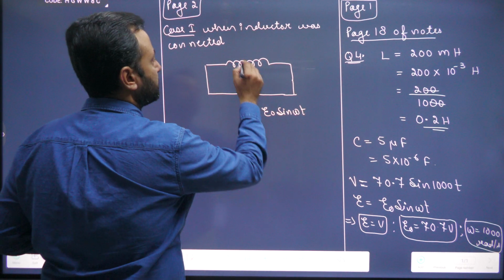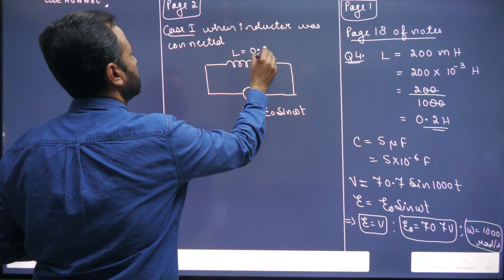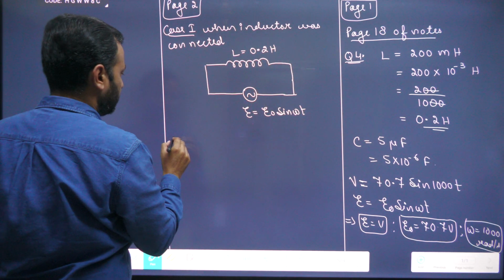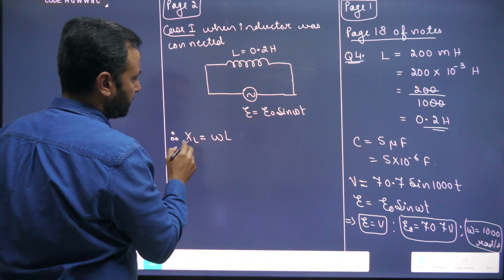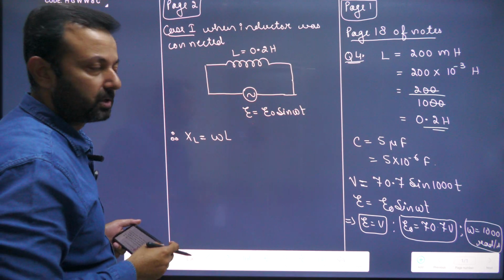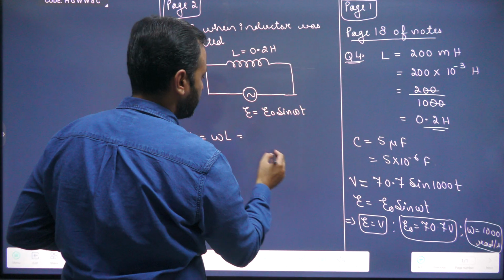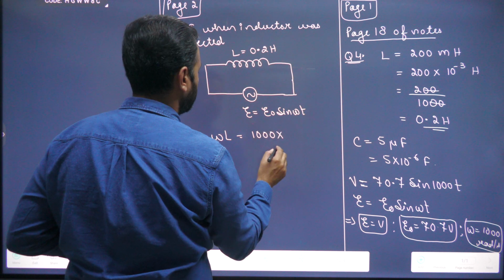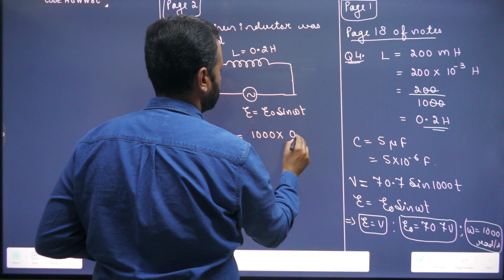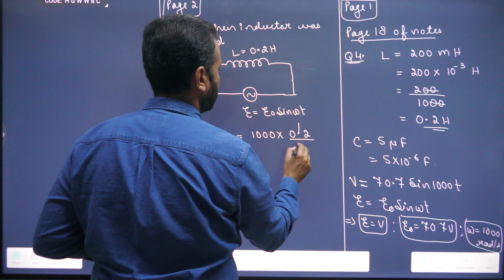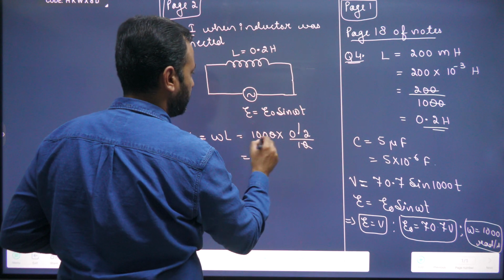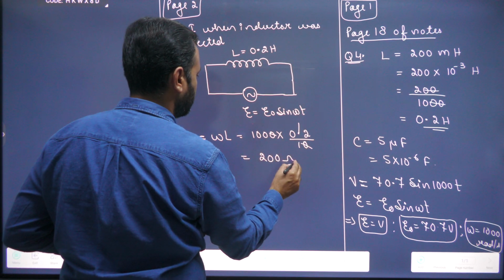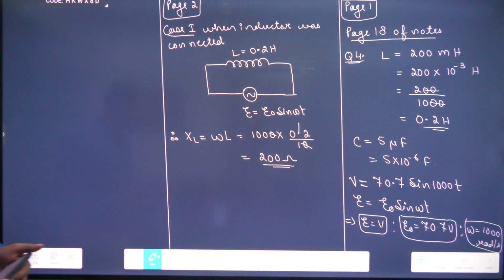And the value of L is 0.2 henry. Therefore, XL is equal to omega L. We know that the value of inductive reactance XL is equal to omega L. What is omega? Omega is 1000. And what is L? L is 0.2. So it will become 2 into 100, that is 200 ohms. So XL is now 200 ohms.